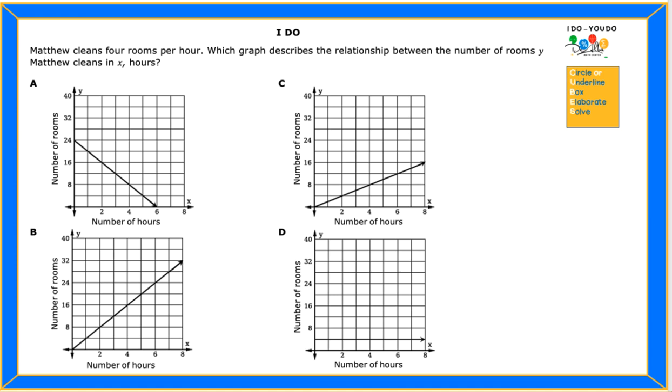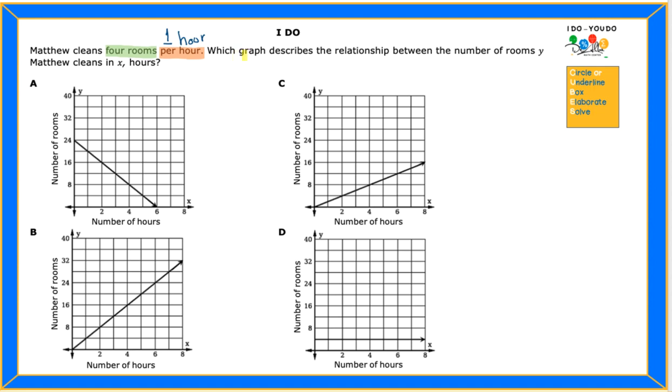Matthew cleans 4 rooms per hour. Which graph describes the relationship between the number of rooms y Matthew cleans in x hours? Okay, so let's start by identifying important information. Matthew cleans 4 rooms per hour. This is important because this is a number, although it comes in words. 4 rooms, and this is something else, per hour. And the word per hour means in how many hours? In 1 hour. Great.